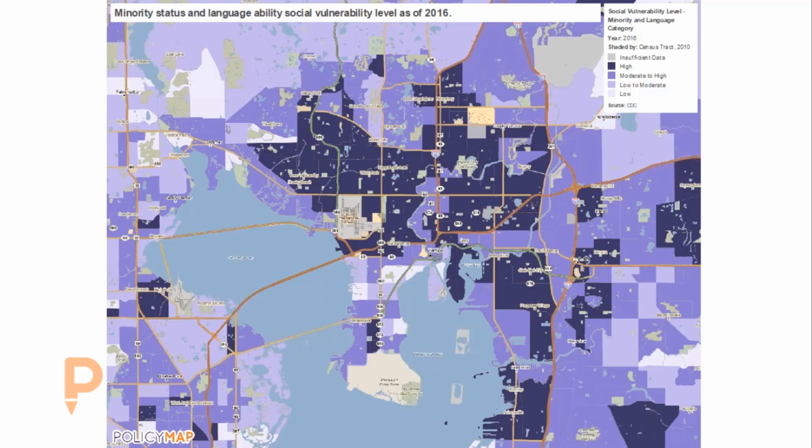This measure can be used to identify areas that may need targeted public outreach and information campaigns, or may need interpretation services. And a little bit later on, I'm going to show you some of the demographic data that we do have available on PolicyMap that will actually show you languages spoken in a specific area.